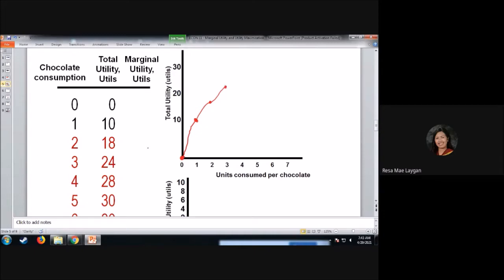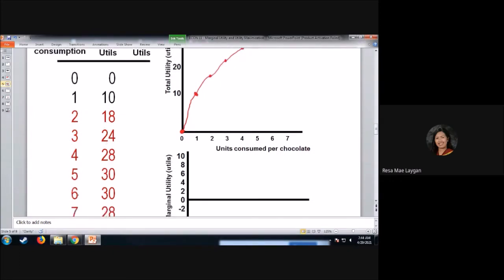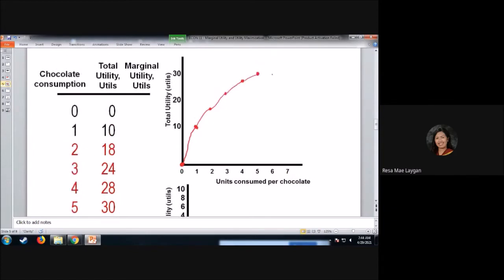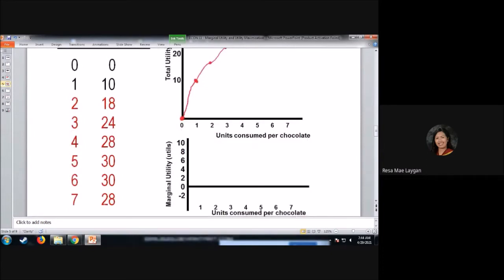For 4 chocolates, you have 28, so let's put it here, then connect the dots. For 5 chocolates consumed, you have 30. For 6 units of chocolate, you again have 30. The total utility remains the same as at 5 chocolates. Now you consume 7 and go back to 28. With 7 chocolates, your total utility is 28.